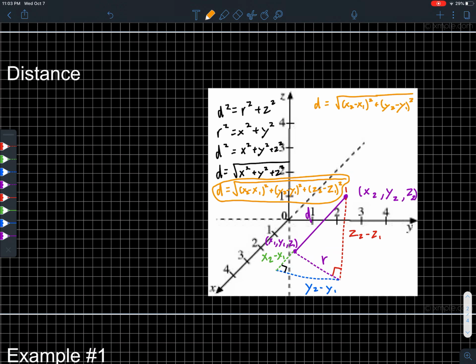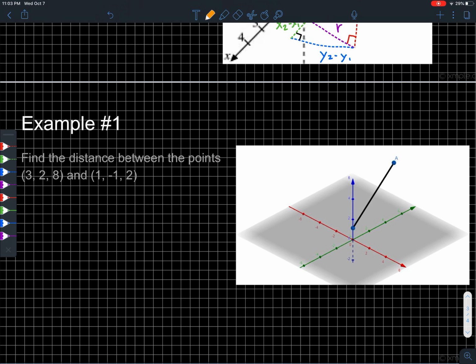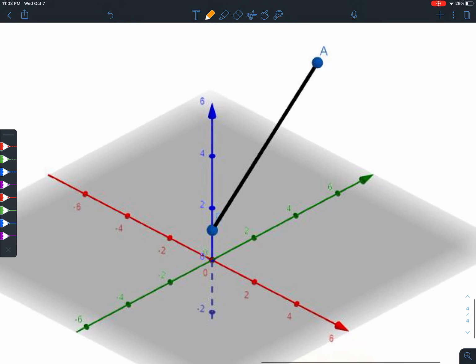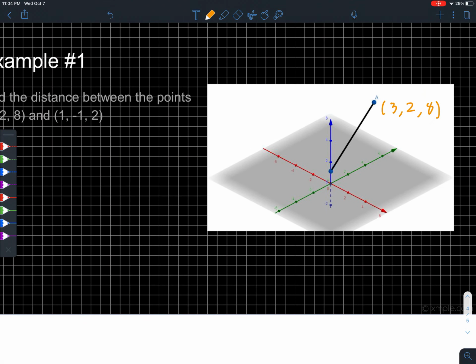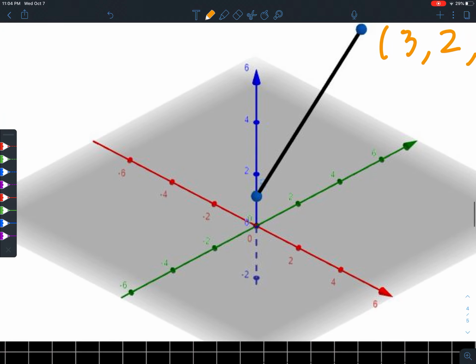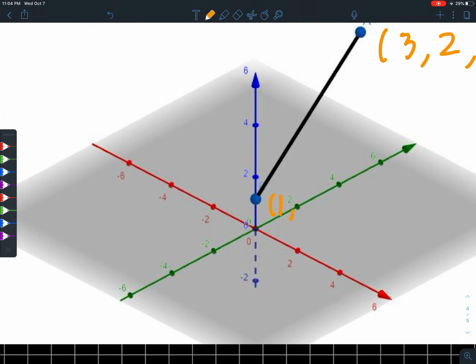Okay, let's do a practice problem. Example number 1. Find the distance between the points 3, 2, 8 and the point 1, negative 1, 2.